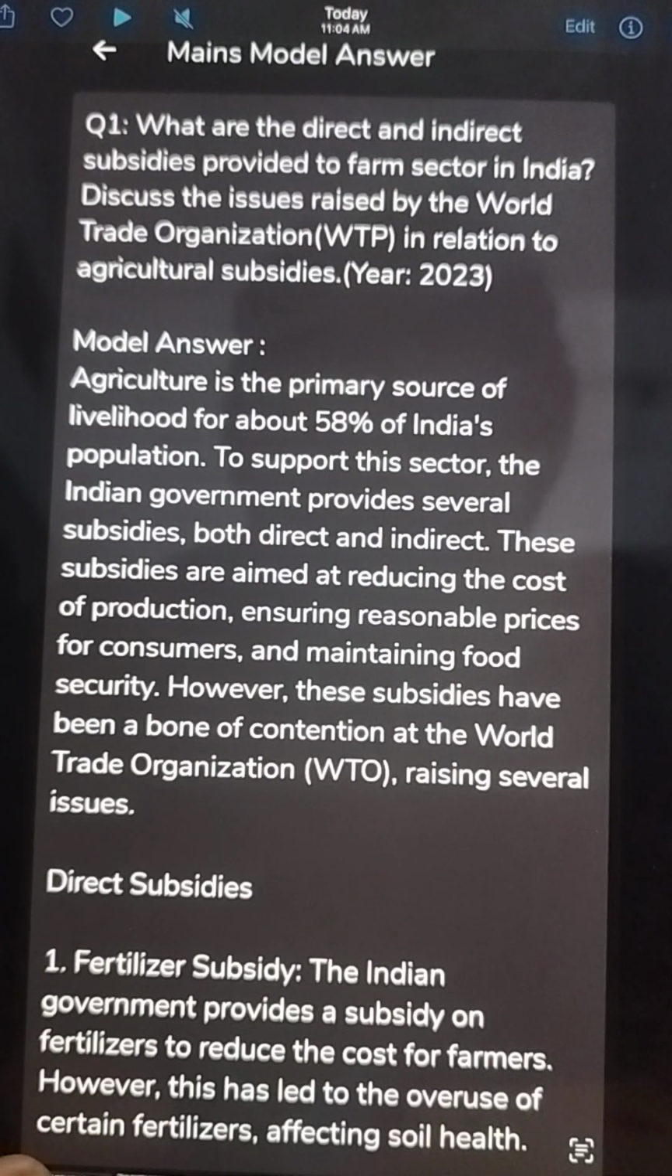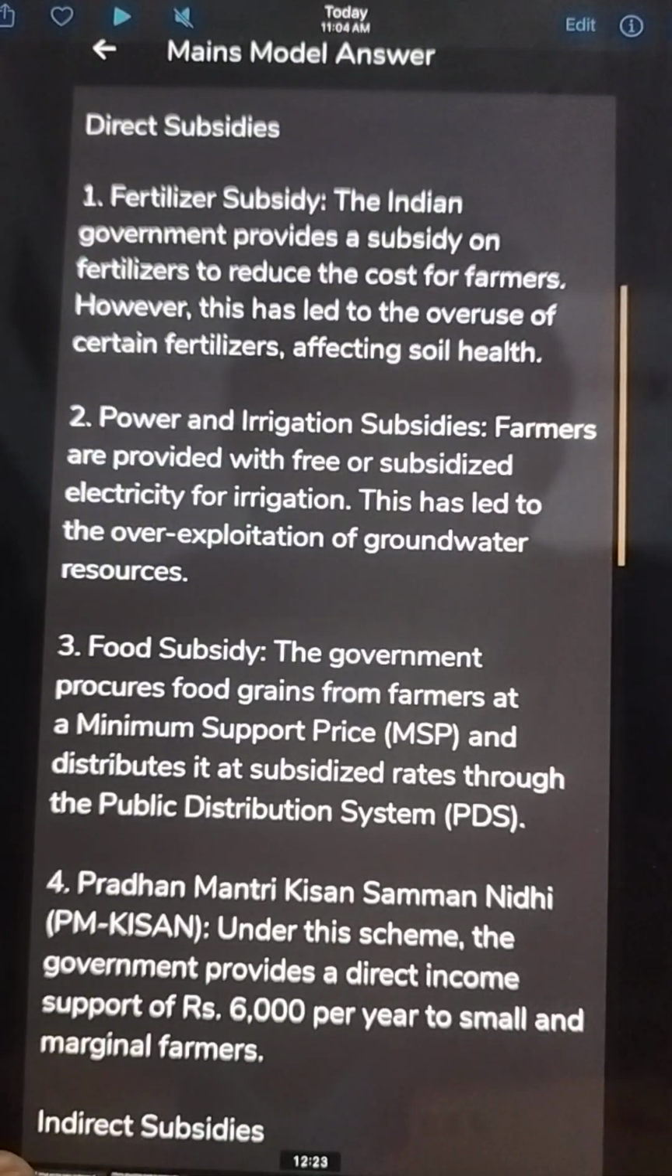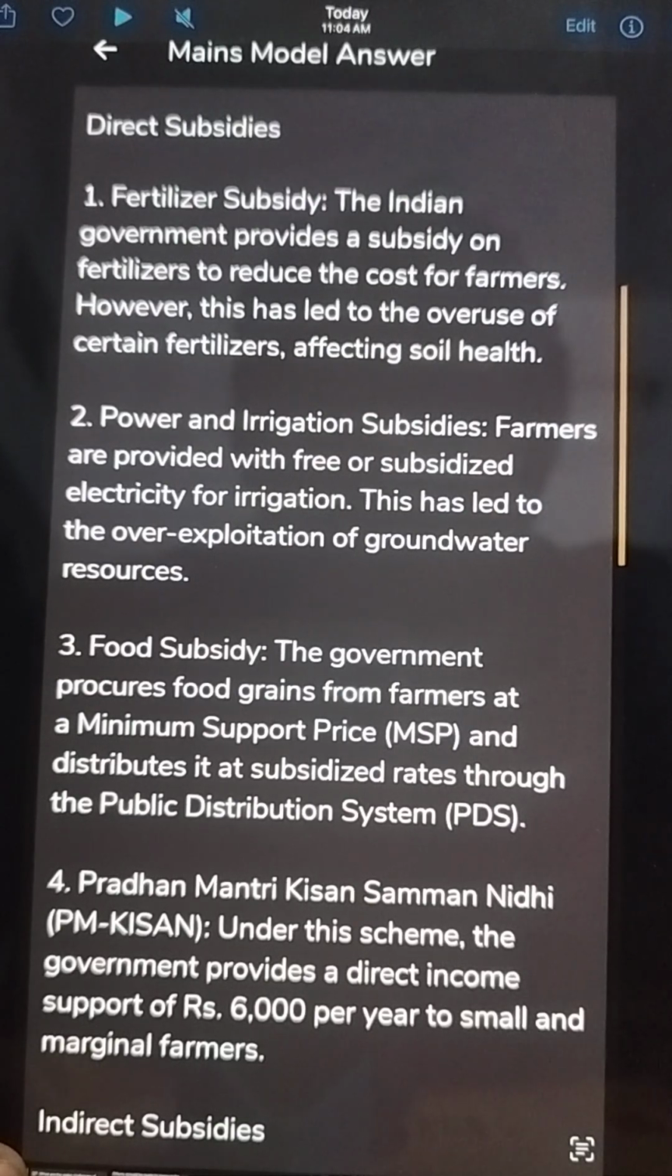First is direct subsidies. First, fertilizer subsidy. The Indian government provides a subsidy on fertilizer to reduce the cost for farmers. However, this has led to an overuse of certain fertilizers affecting soil health. Then comes power and irrigation subsidies. Farmers are provided with free or subsidized electricity for irrigation. This has led to the over-exploitation of groundwater resources.